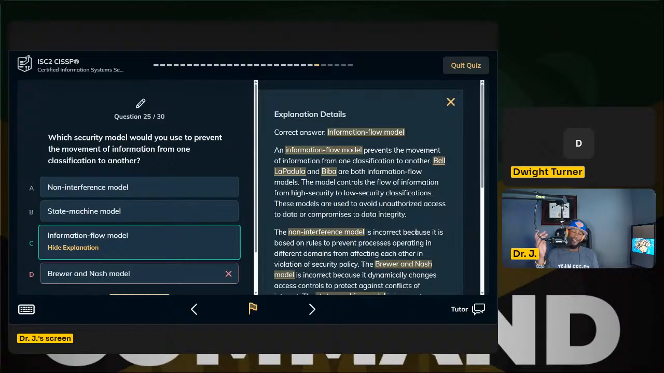Yeah, and that's why I brought up Bell-LaPadula. I didn't quite make the correlation that it was specifically an information flow model, but I was just going through those different models. Biba is integrity. This model controls the flow of information from high security to low security classifications. They're used to avoid unauthorized access to data or compromises to data integrity.